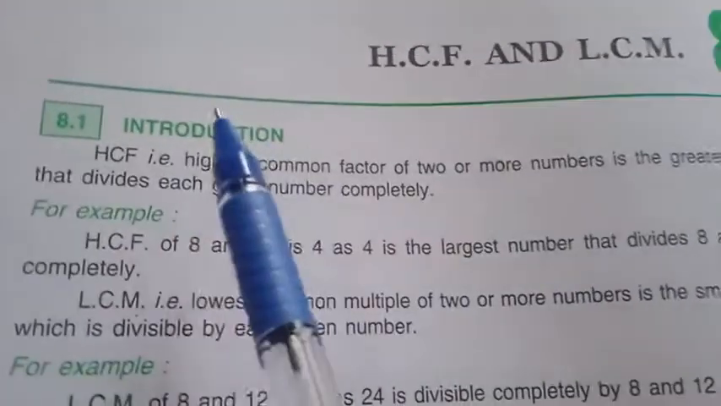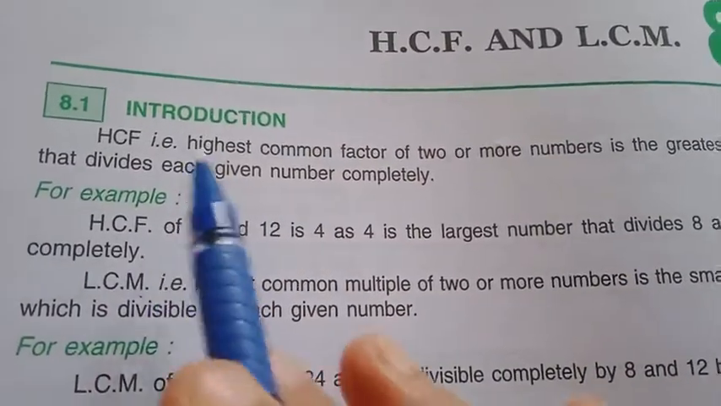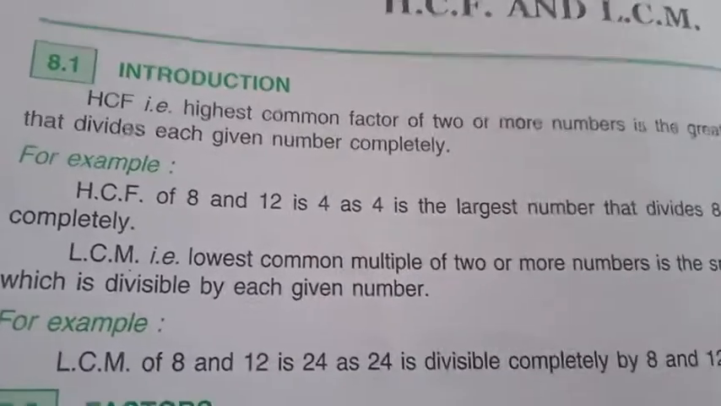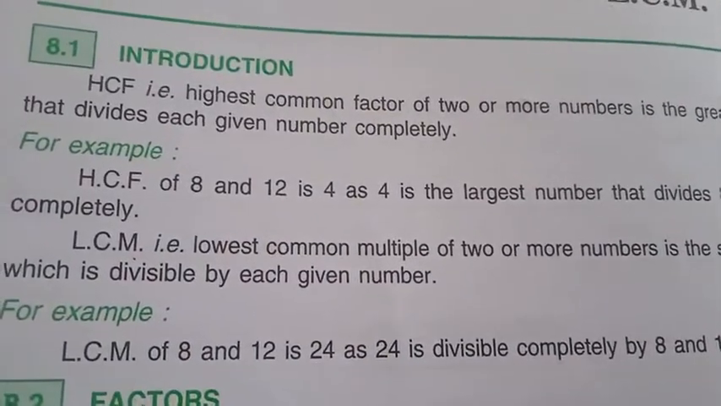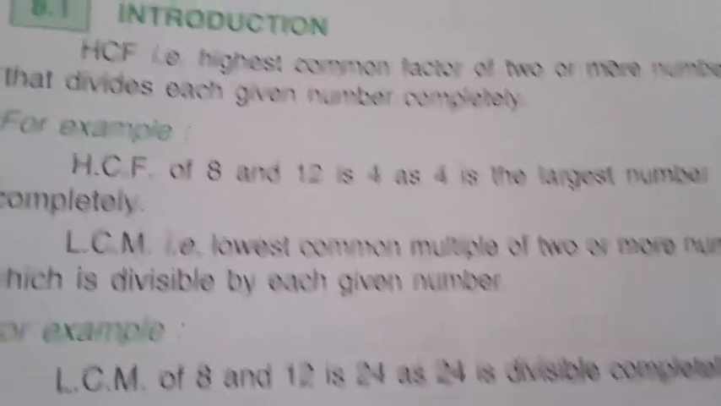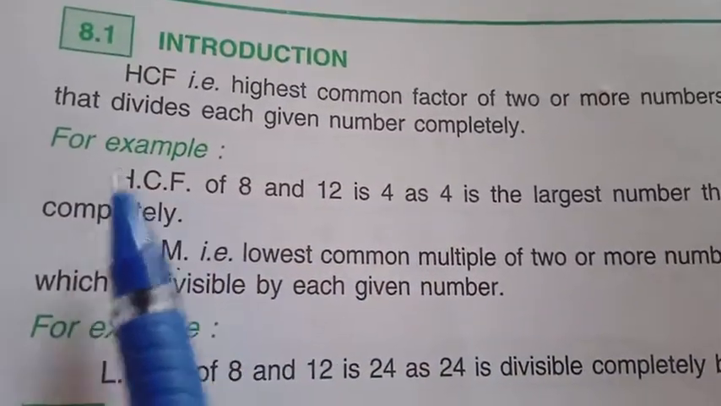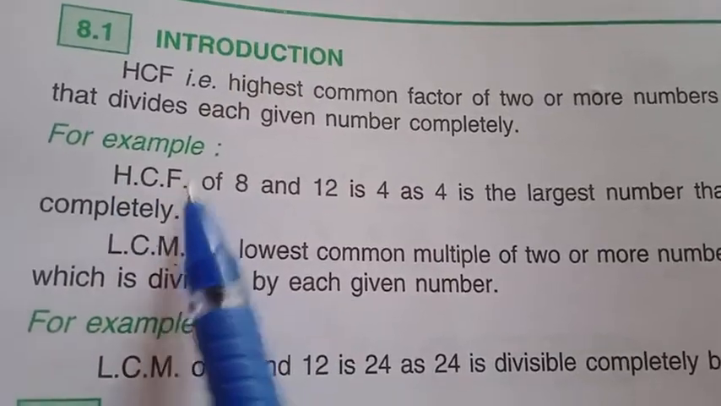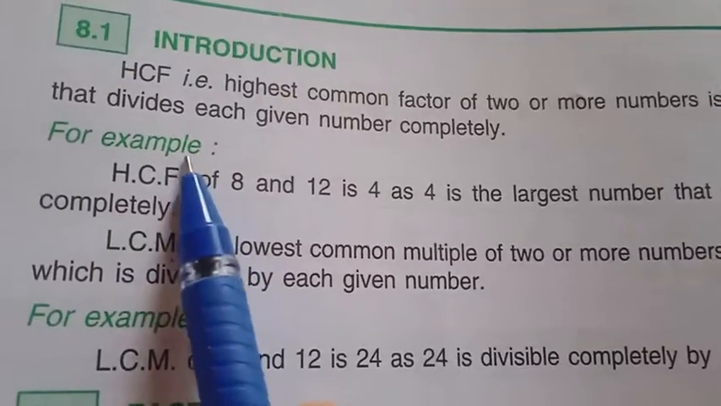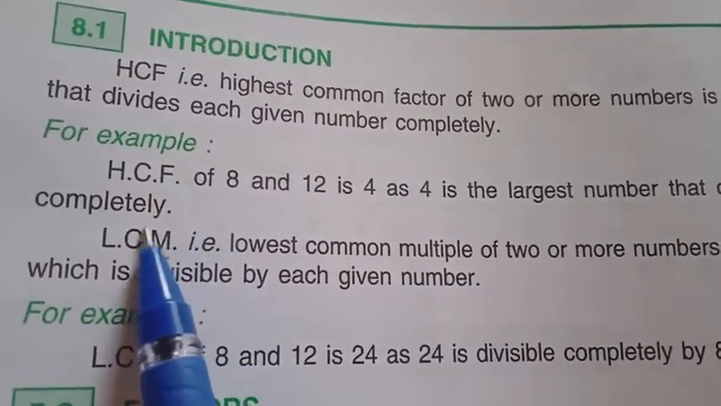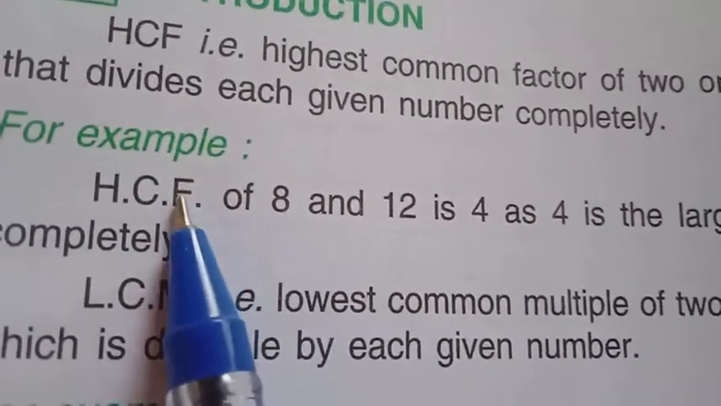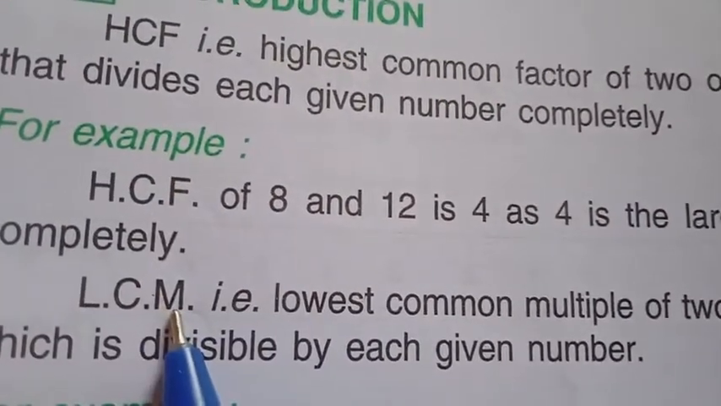First, for HCF and LCM we are only going to see the full form. When we actually start HCF and LCM, you will understand what is HCF and what is LCM. The starting is HCF. The full form of HCF is highest common factor, and the full form of LCM is lowest common multiple. So F for factor and M for multiple. This is very important: F for factor, M for multiple.